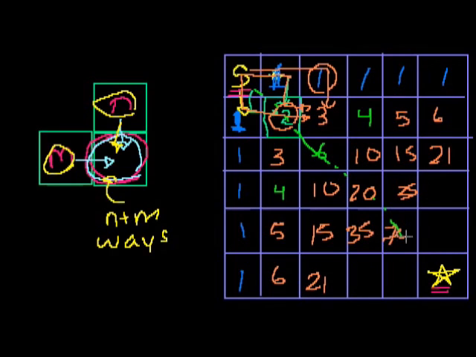35. 70. 35 plus 21 is 56. 56 plus 70 is 126. And then 126 plus 126 is 252. So let me do that in a special color. There's 252 ways of getting from there to there.